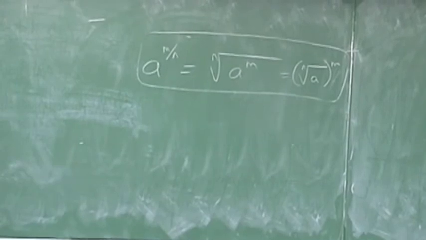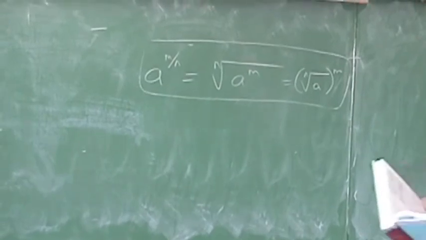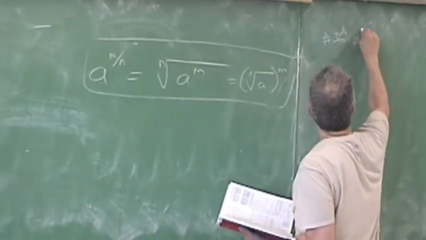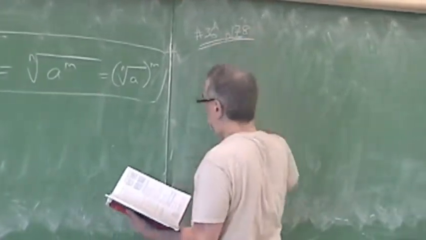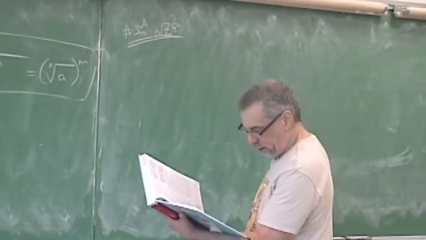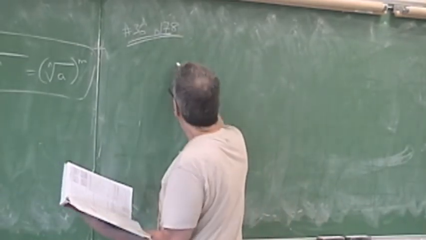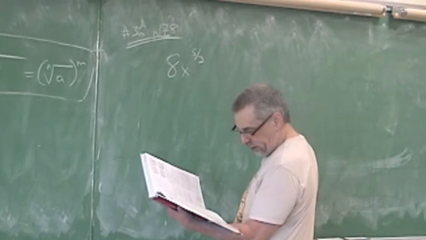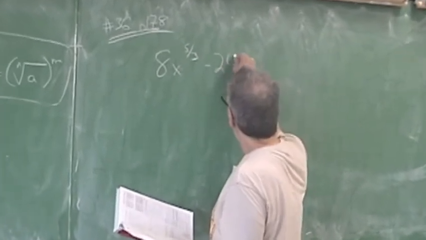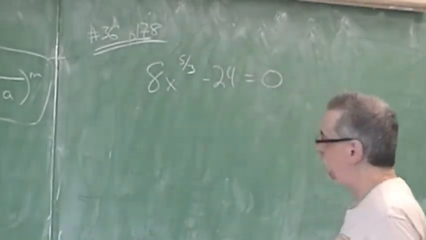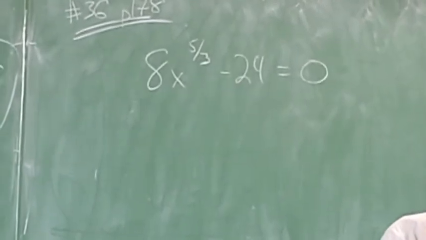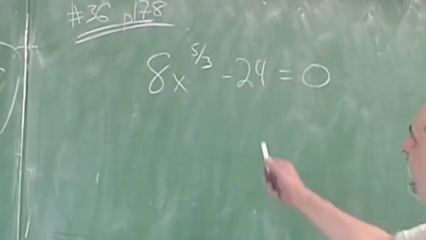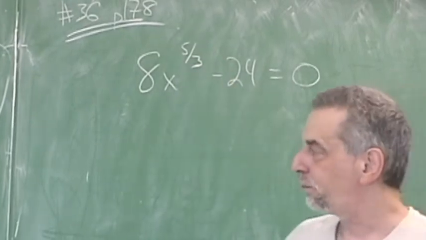So let's look at one of these. Number 36 on page 178. All right, so we got 8x to the 5/3 minus 24 equals 0. Okay, so notice here we have a fractional exponent.